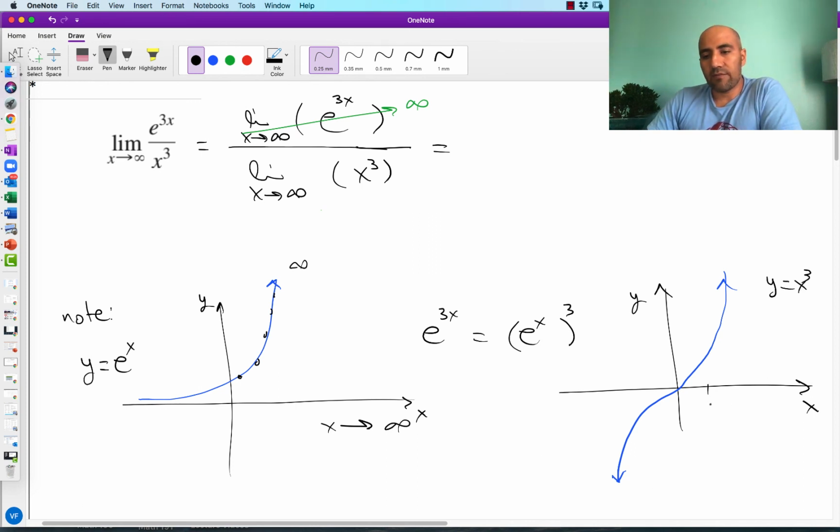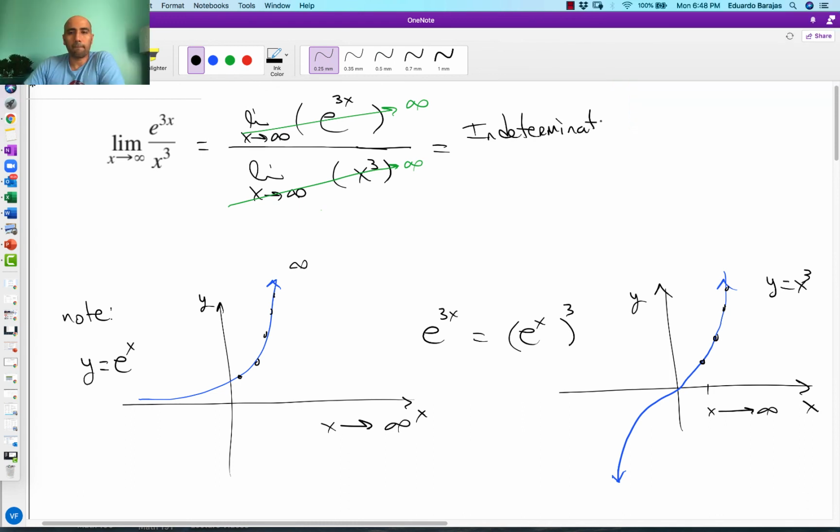Again, as we choose values that go toward infinity, the output values are going to be growing toward infinity. So once again, I can conclude that this limit is infinity. So this is an indeterminate form of the type infinity over infinity. Okay, so we can use L'Hopital's rule.